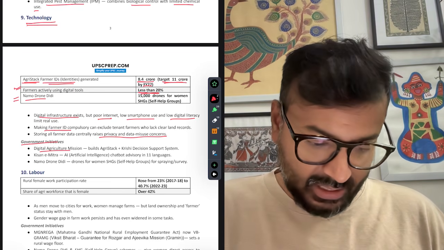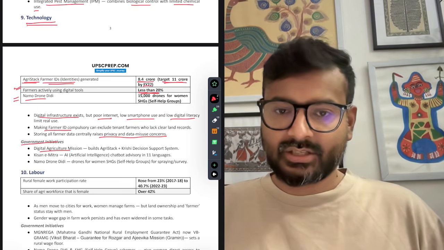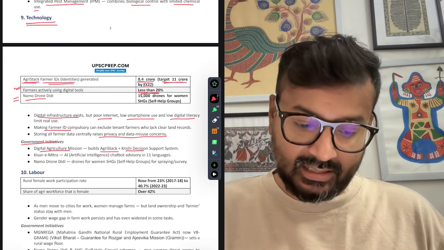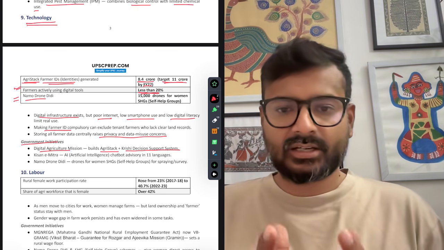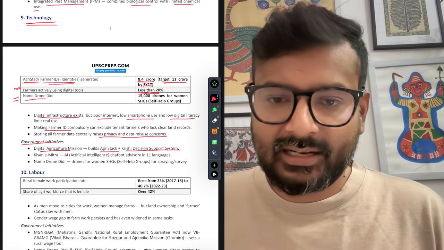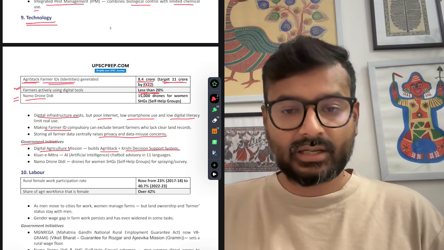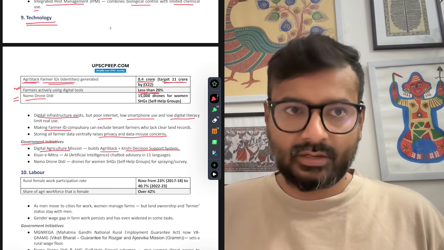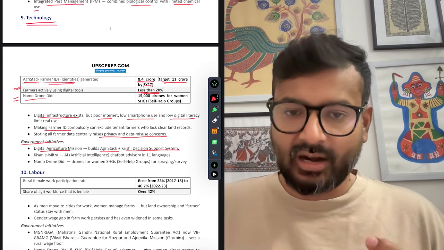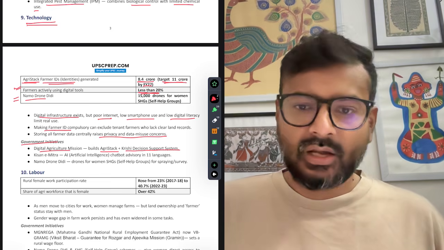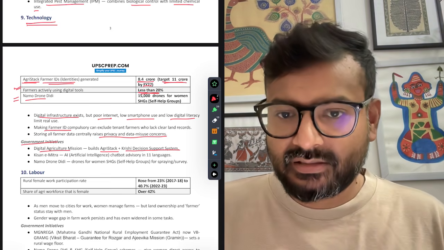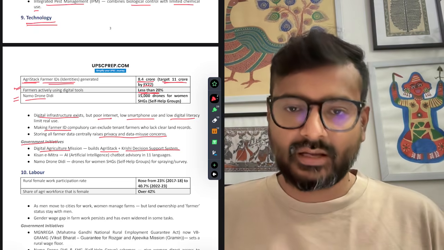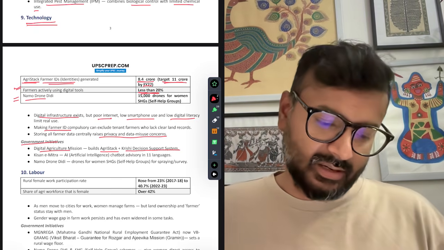What are some government initiatives here? There's the Digital Agriculture Mission, which is building the AgriStack and the Krishi Decision Support System. So all the technology at its disposal, the satellite technology, the drone technology, the Internet of Things, even artificial intelligence is being used to help farmers make better decisions, or the decision making is improving. Up to date data is being made available to the farmers.